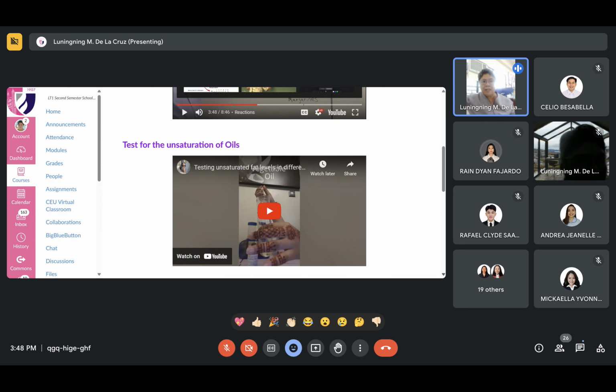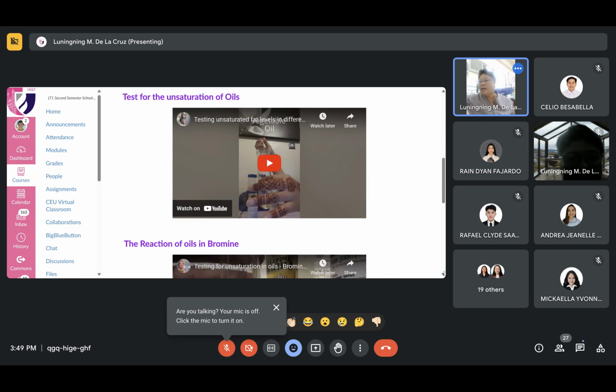Then another one is the first one, the hydrolysis. So it is the breaking. When you say hydrolysis, you break the bonds of the fatty acid using water. And you have seen how an ester of a fatty acid breaks down into glycerol and its component fatty acids. So those are the three reactions of our fatty acids.